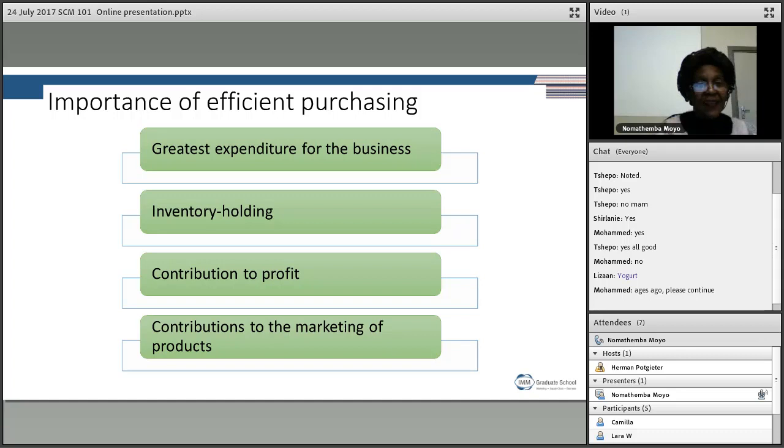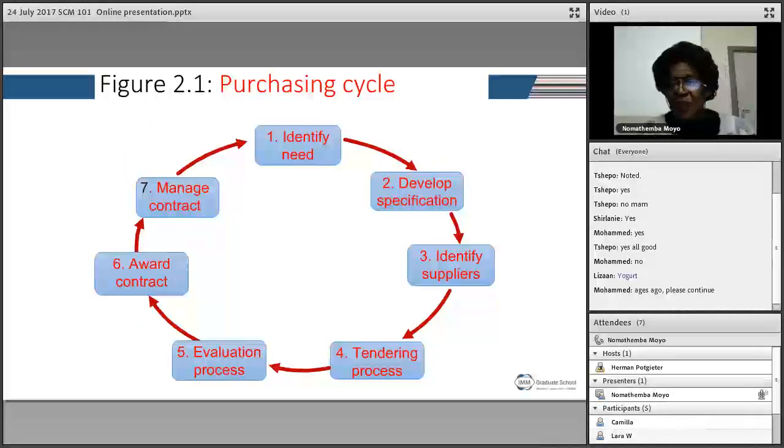Importance of efficient purchasing. Why is purchasing so important? The greatest expenditure for business goes to purchasing. Purchasing raw materials, purchasing the machinery, purchasing the motor vehicles, purchasing everything. That's where they spend much of their money. Again, it's necessary to have inventory. You have to purchase inventory that will contribute to profit. It also contributes to the marketing of products.